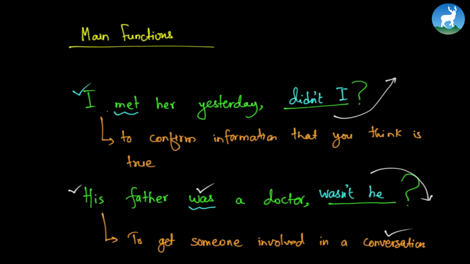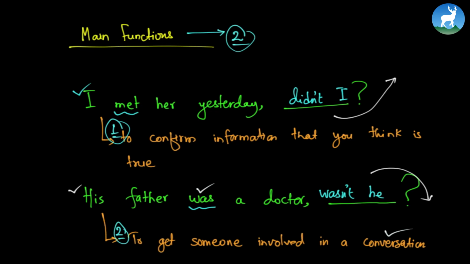While in the first case, I do not know the answer. I might have known the answer, but I might have forgotten. So does that make any sense? I guess it does. So, I met her yesterday. I may know the answer, but I'm still using a tag question because I want to confirm information. I want somebody else to say, yes, you did, right? Because I used a rising tone because I believe the information is true. What that means is there are two main functions of question tags. The first function is to confirm information that you think is true, and the second function is to get someone involved in a conversation.